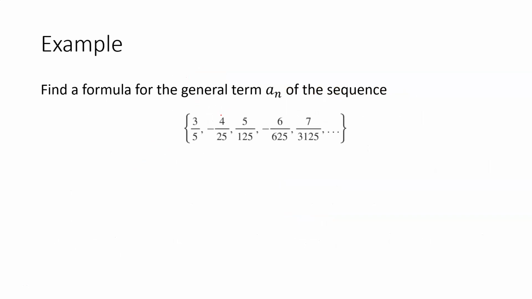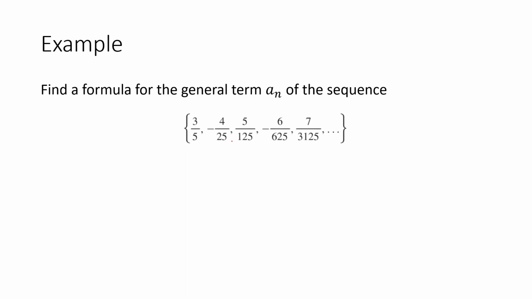Suppose now I want to find a formula for the nth term of the sequence given in the list here. We've got 3 over 5, negative 4 over 25, 5 over 125, negative 6 over 625, and 7 over 3,125. Now, one way to look at this is to see if you can figure out a pattern going from one term to the next. And in the numerator, there's a pretty easy pattern to notice, that it's going up by 1 from one term to the next.